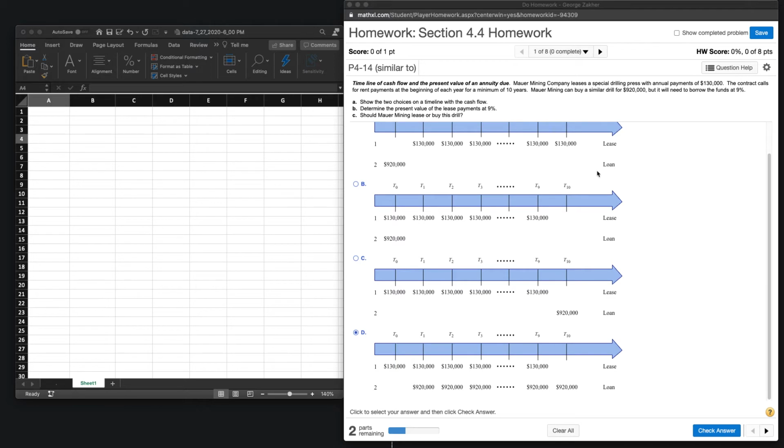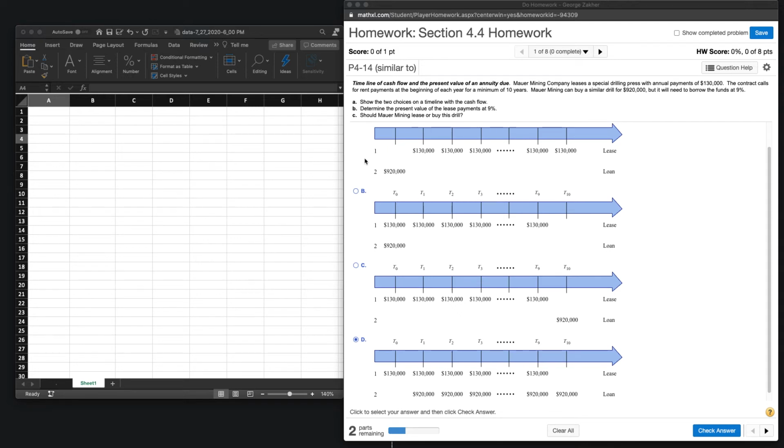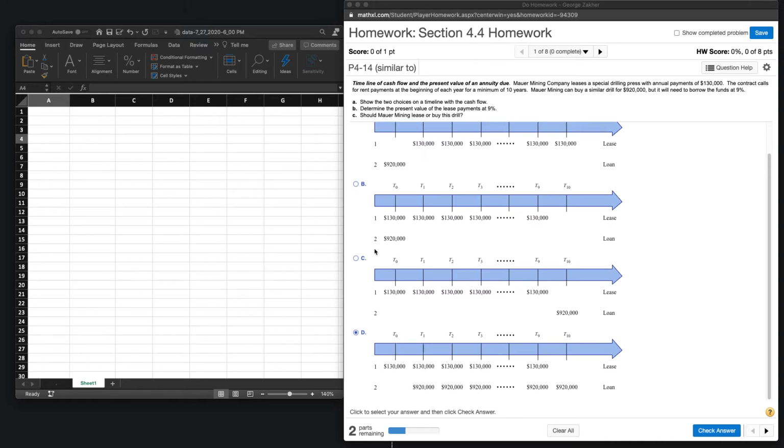Now, let's take a look at the loan details. So we can buy the similar drill for $920,000, but we'll need to borrow the funds at 9%. So if we don't go with leasing, we'll buy the drill, but we need a loan for $920,000. Now, when we're getting a loan, we're definitely going to need it right away, and we're only going to need that loan payment once. So if we look at D, it looks a little strange because it looks like we're borrowing money quite a few times here. So that seems off. So we're down to B and C.